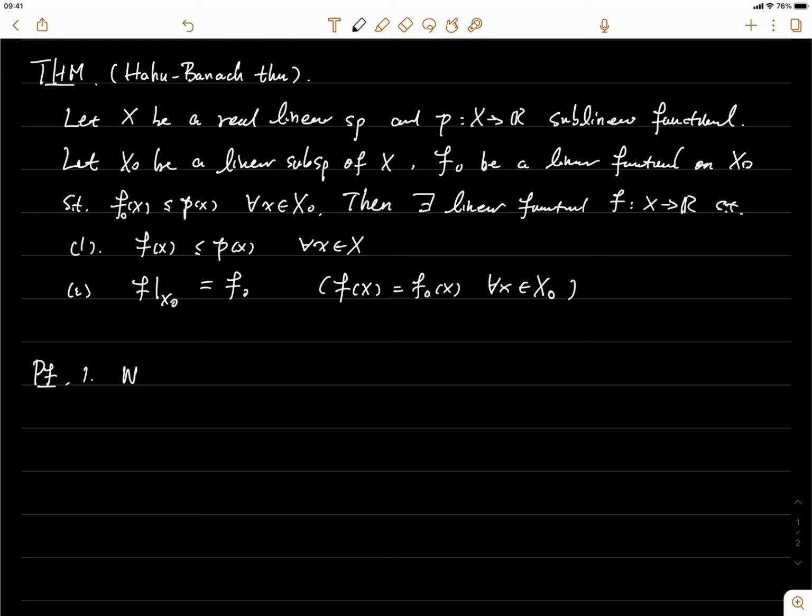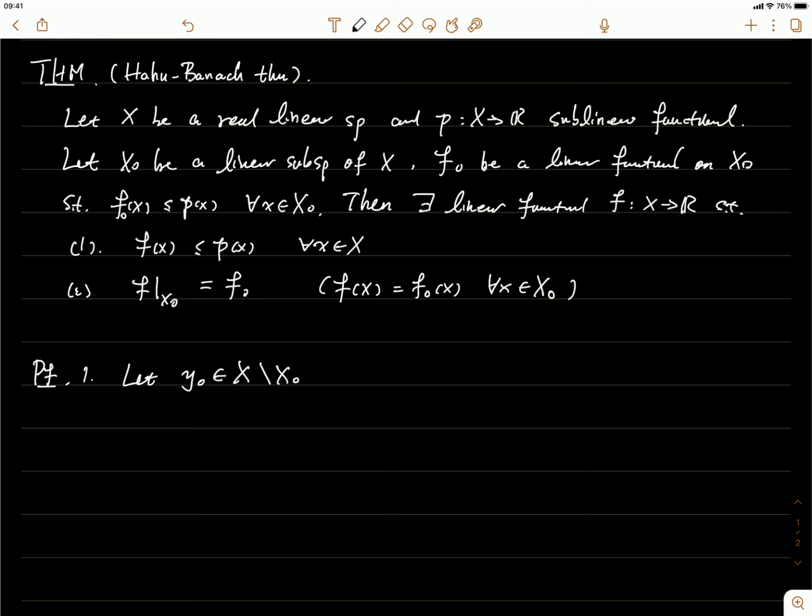We first consider a simple extension of that. Say, consider y naught to be in X minus X naught. If X and X naught are the same, then we don't need to do anything, right? So what is interesting is that X naught is a proper linear subspace of X. So in this case, there will be some element that is in X, but not in X naught. So let's say we have this y naught that satisfies this.